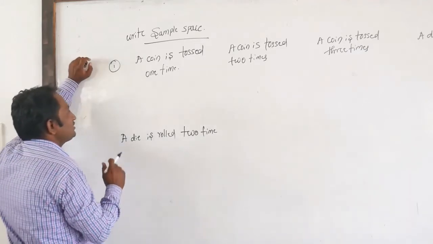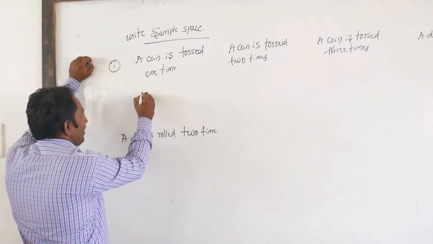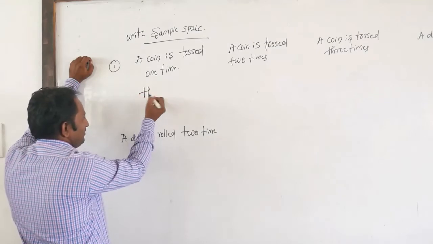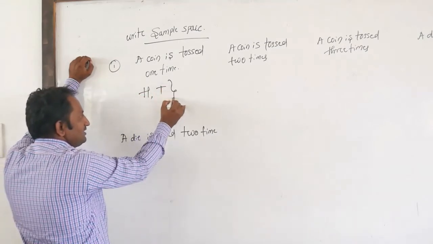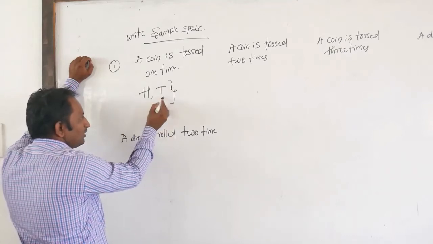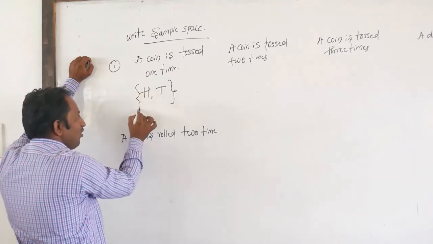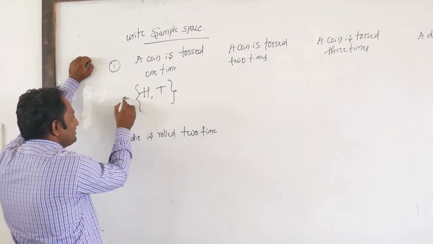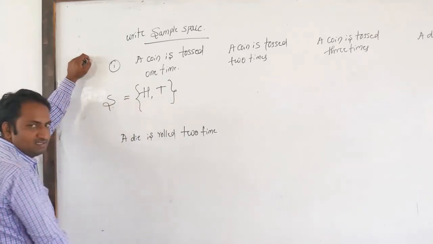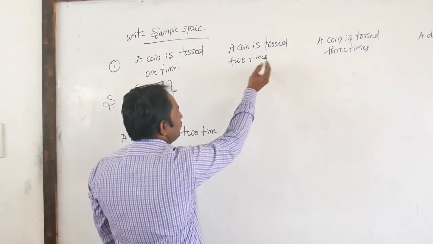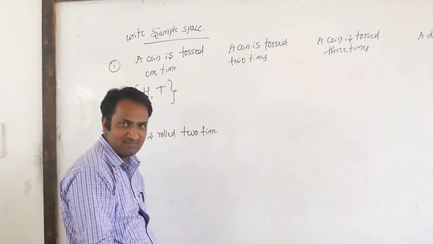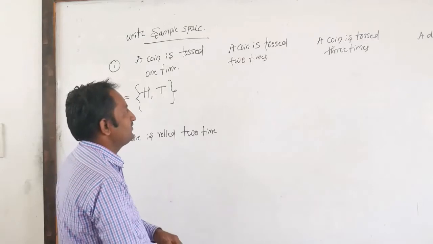Here, a coin is tossed one time. Either head or tail will occur. This is the outcome, and the set of these outcomes is called the sample space. Now, a coin is tossed two times.